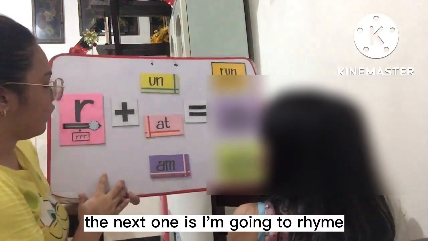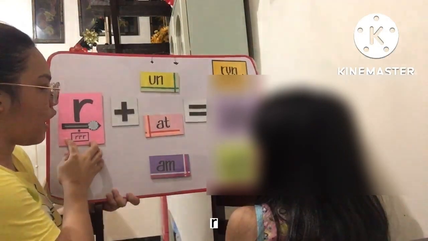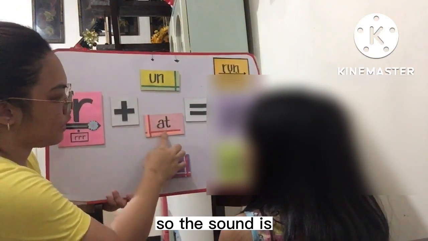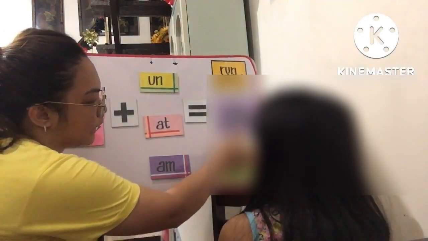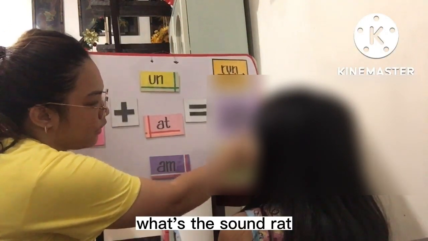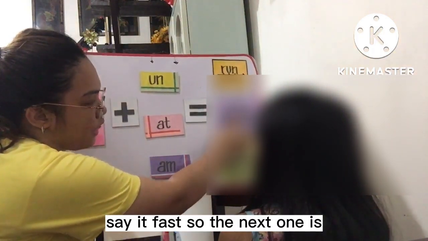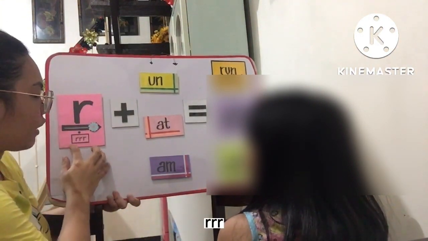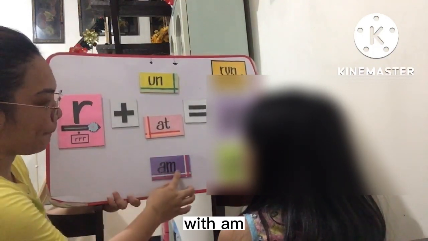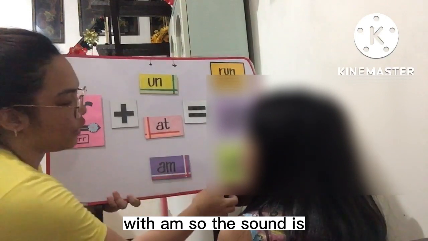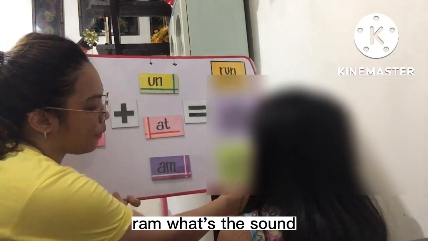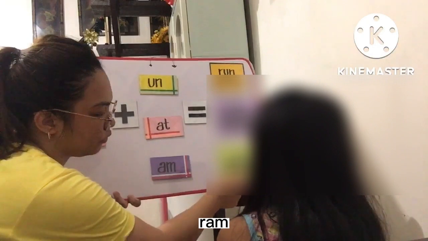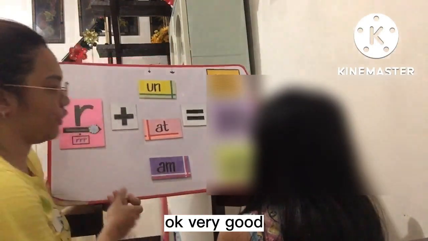Very good. The next one is, I'm going to rhyme R with at. So the sound is rat. What's the sound? Rat. Say it fast. Rat. So the next one is R with um. So the sound is ram. What's the sound? Ram. Say it fast. Ram. Okay, very good.